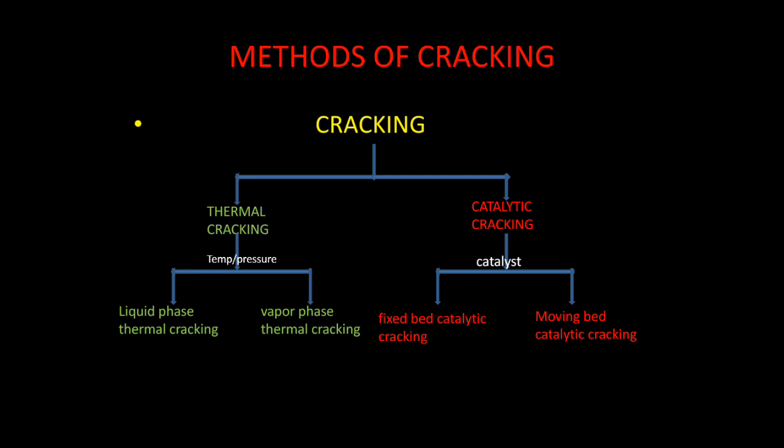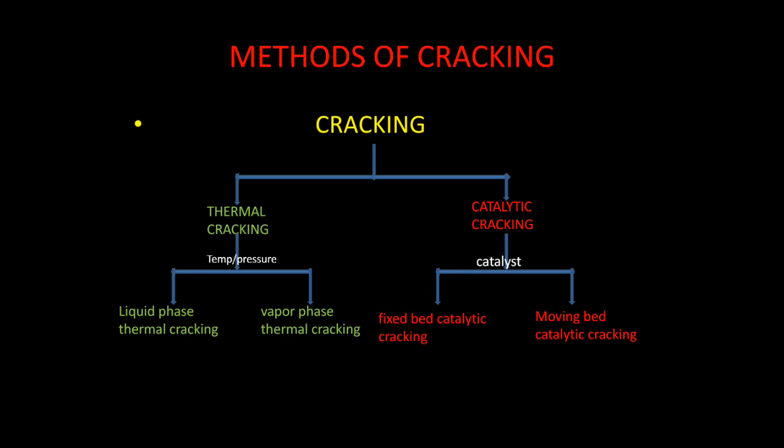There are some methods for cracking. The main methods are thermal cracking and catalytic cracking. The name itself indicates that thermal cracking applies high temperatures as well as high pressures, whereas catalytic cracking involves a catalyst. Thermal cracking is again divided into two types: liquid phase thermal cracking and vapor phase thermal cracking. In liquid phase thermal cracking, we apply high pressure and temperature on the heavy oils and middle oils to get them cracked. Vapor phase thermal cracking is where we apply high temperatures and high pressures on the vapor of middle and heavy oils.